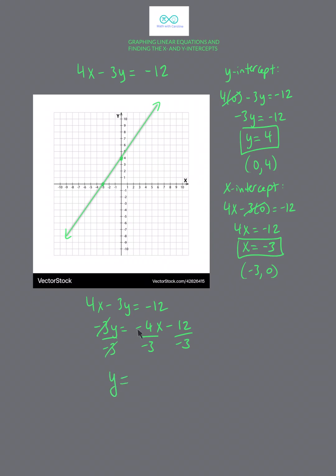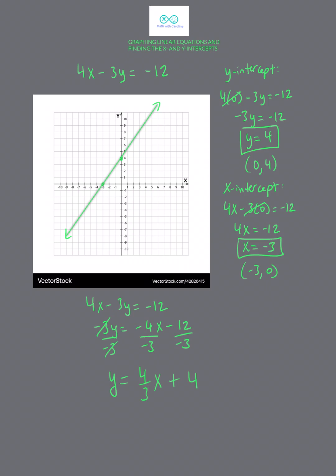Now, since this is a negative over a negative, this is going to become a positive slope, which we can see from our line that we have a positive slope. And 4 and 3 do not simplify, so we're just going to leave it as 4 over 3x. And then here we have negative 12 divided by negative 3, so that's a positive 4. That does simplify to positive 4.